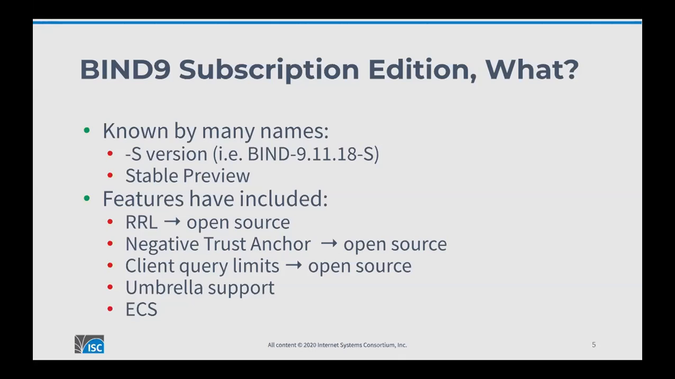Two features that we have today in the subscription edition are umbrella support and ECS. ECS, of course, we're going to talk about quite a bit today. Umbrella support is maybe exactly what you think of. We have customers that use BIND internally for their recursive name servers, but they have a relationship with Cisco, and so they want to be able to forward certain types of queries out to the Cisco Umbrella servers. So we do have that feature currently in the subscriber edition.